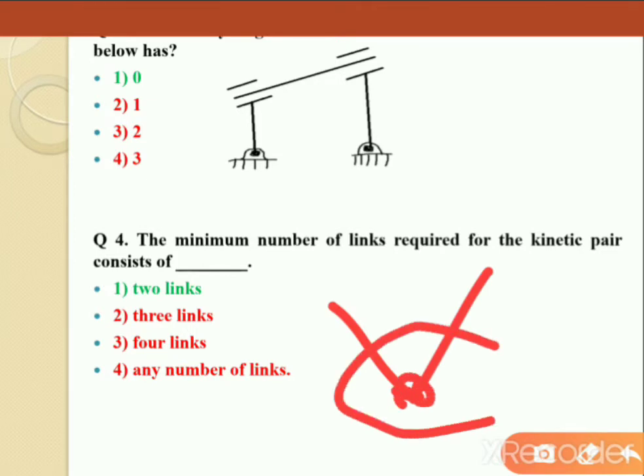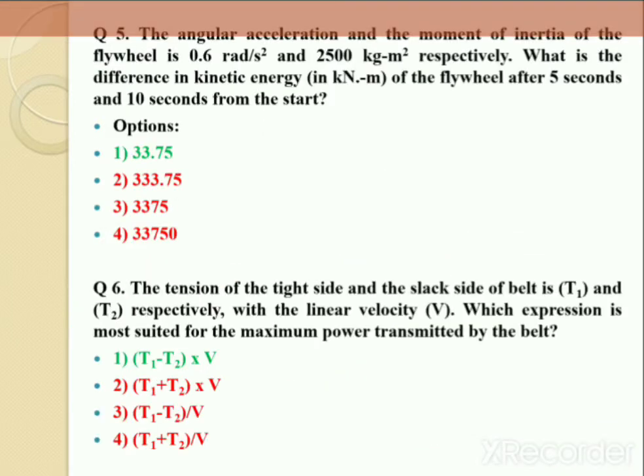For that kinematic pair, the minimum number of links required is 2. So option 1 will be the correct answer. Let's come to the next question.